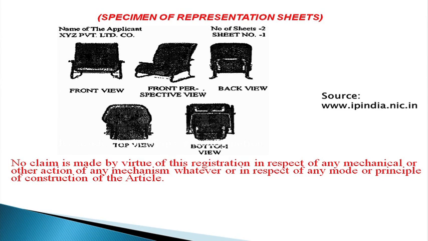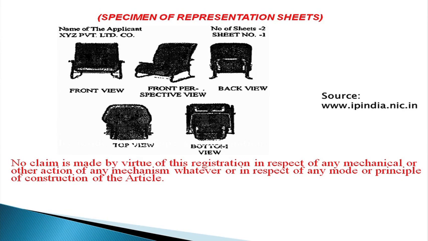So simply you have to give Form 1. Form 1 is also very simple. The name of the applicant, the class where you are registering, the article name, and all sorts of things should be in that Form 1.